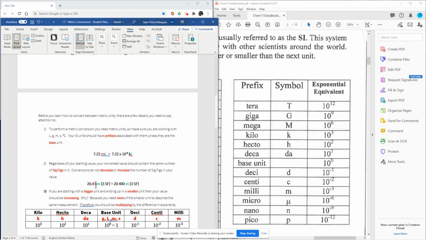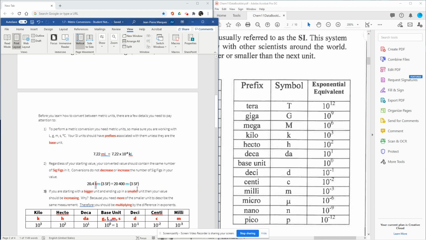The base unit is always equal to 1. It's always raised to the base power of 0. Remember, any base raised to the exponent 0 is simply equal to 1. So I'm going to convert from kilometers to just meters. I'm going from a bigger unit to a smaller unit. As you can see here, bigger unit to a smaller unit. I'm going down here. Okay. Anytime you go from a bigger unit to a smaller unit, the value of your conversion will increase.